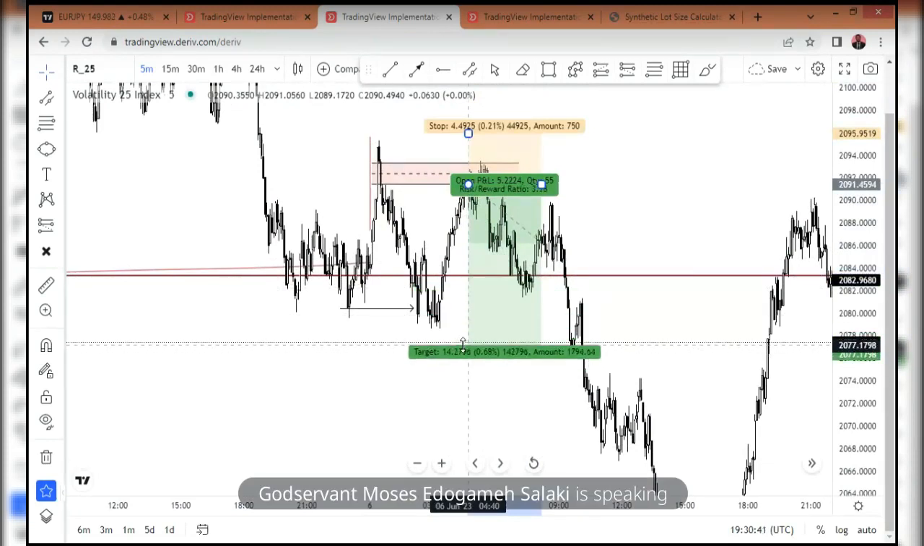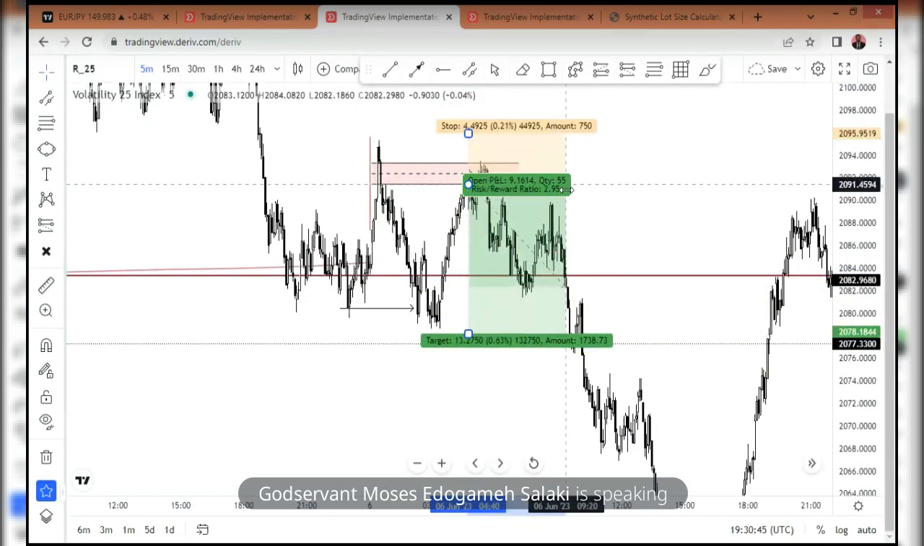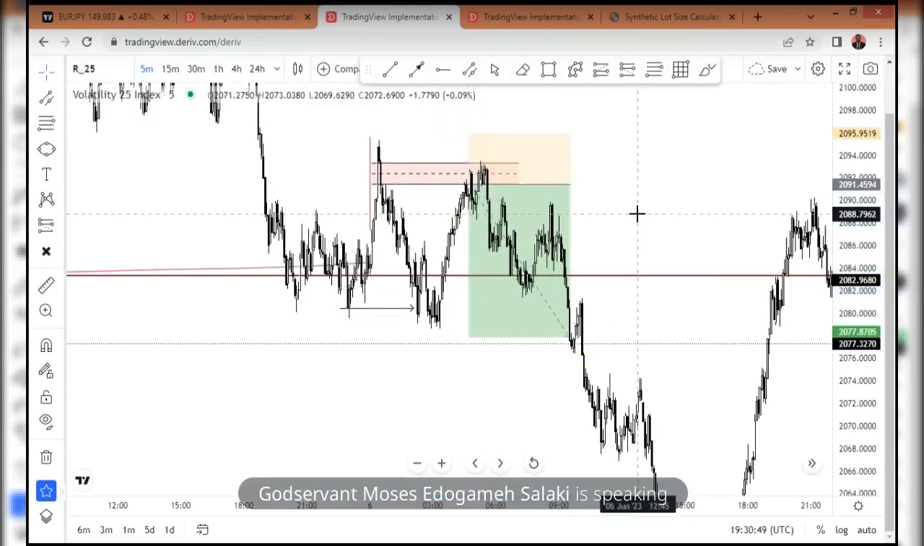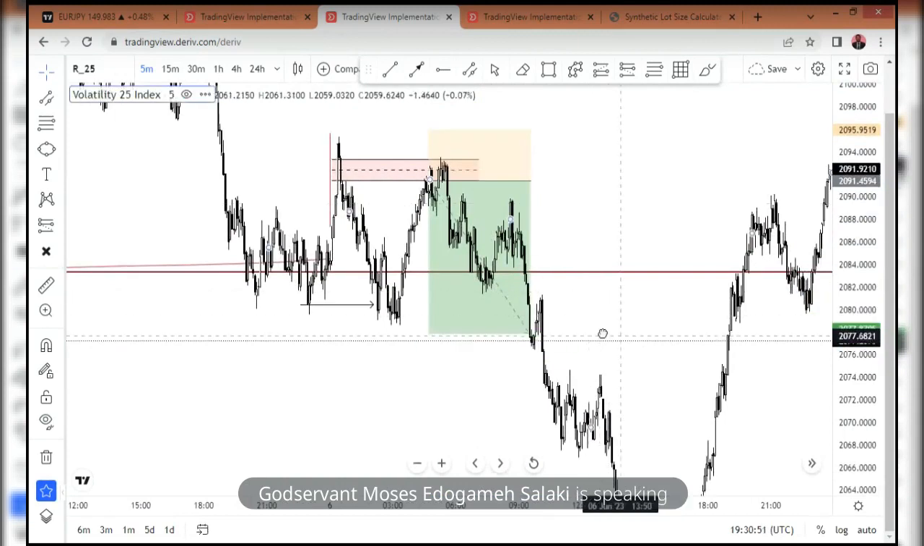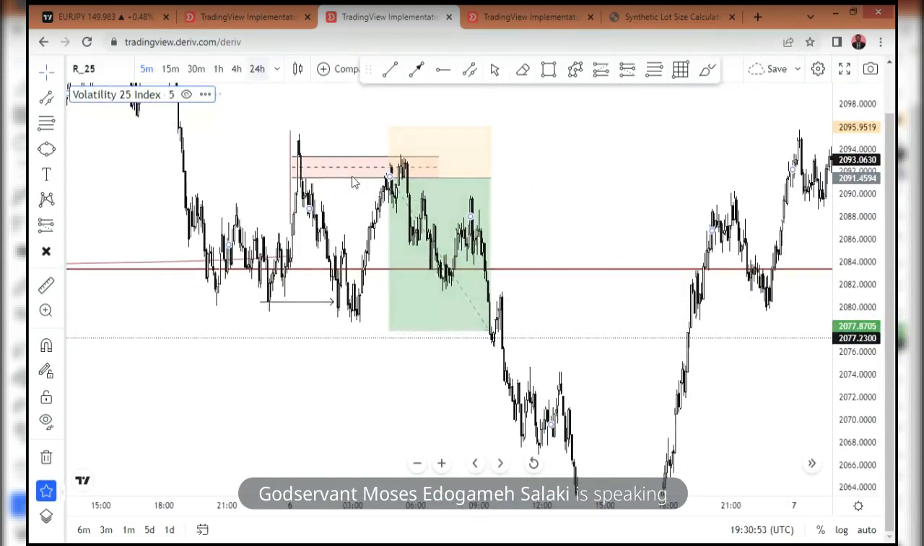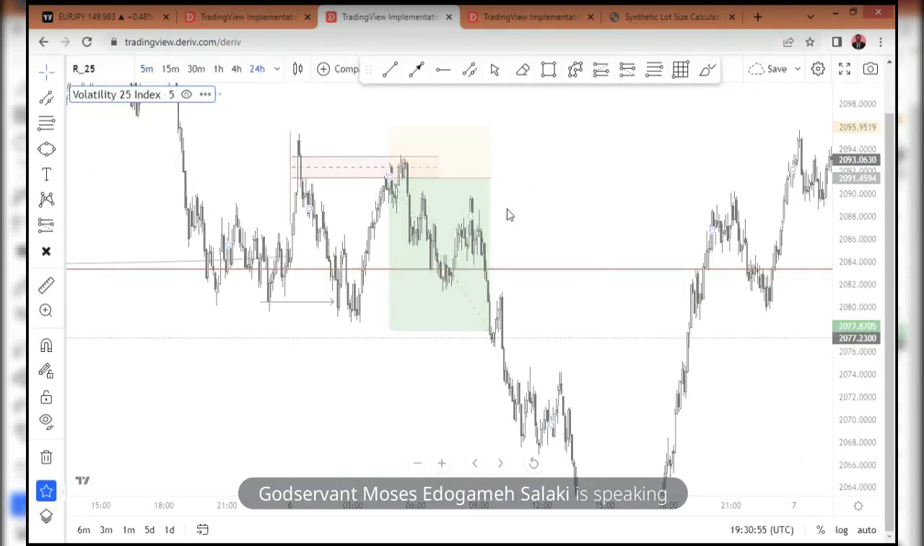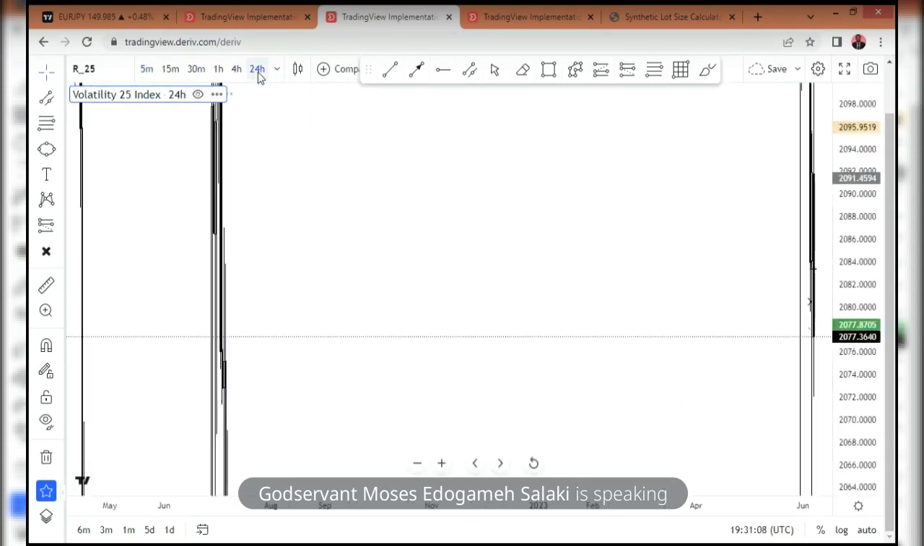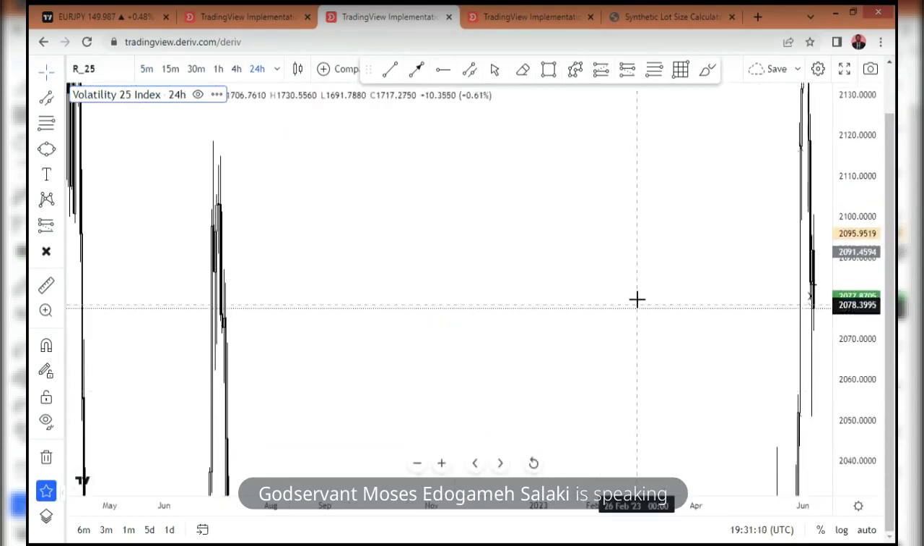1 to 3 around this place. Okay, let's just leave that. I've gotten a 1 to 3. Let's go back to daily. Let's check the next candle. Go back to daily. All right. Next candle.